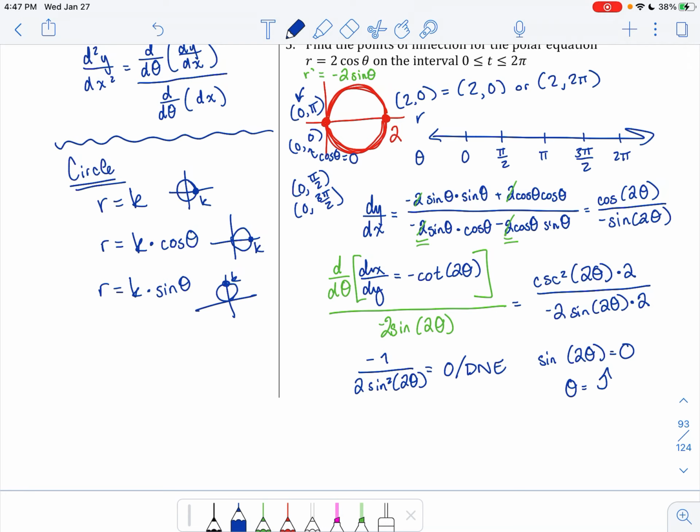And all we need to do then is test numbers on either side for r double prime. Well, not r double prime, but the second derivative. Negative. And then it's 0 here, which is positive. 0 here, positive, negative, negative, positive. And remember, inflection points are just where it changes. So it changes once, twice, 3 times in that interval.